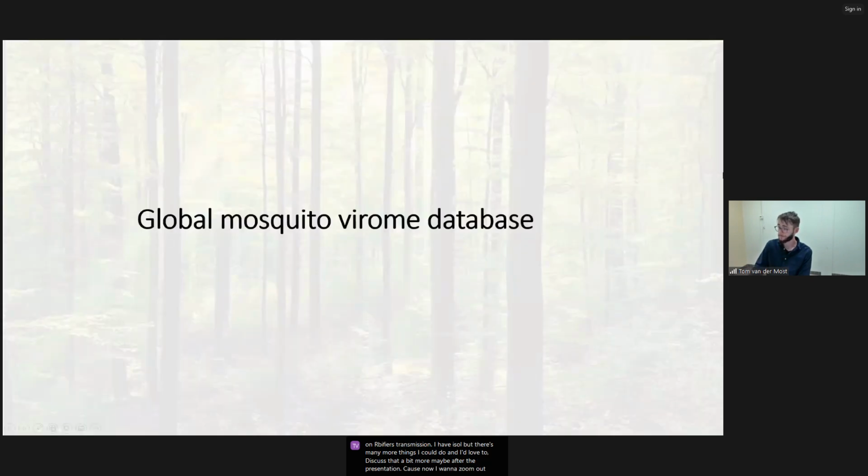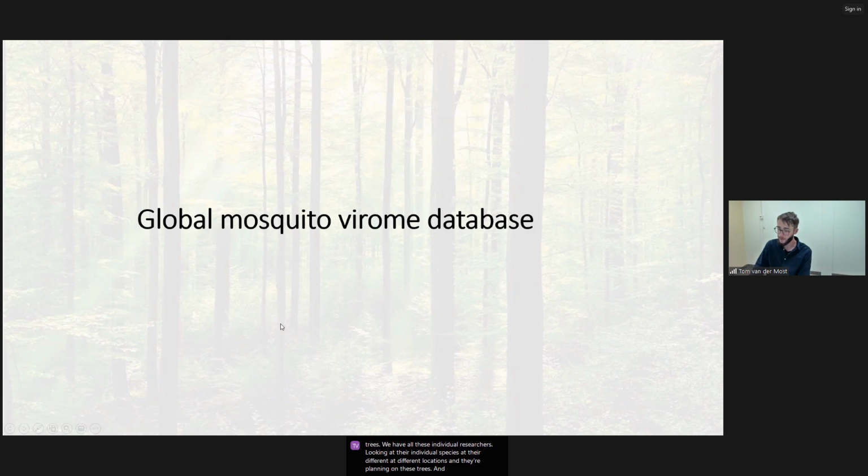Because now I want to zoom out. And of course, I'm not the only one doing research on insect-specific viruses inside mosquitoes. That would be a very lonely research field to work in. But while going through all these papers and reading all this research, a saying came to mind: I can't see the forest for the trees.